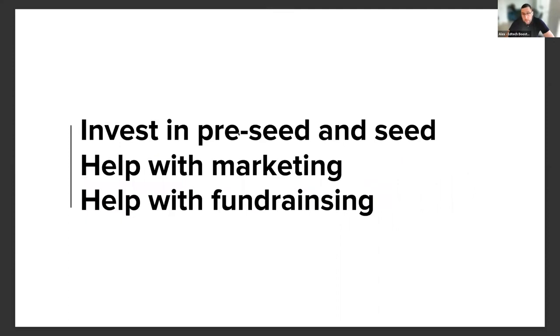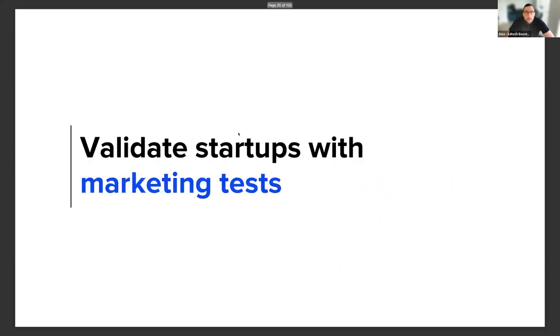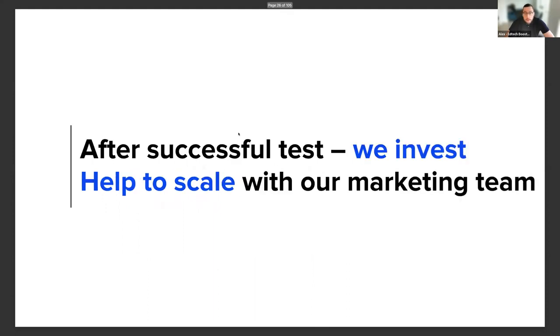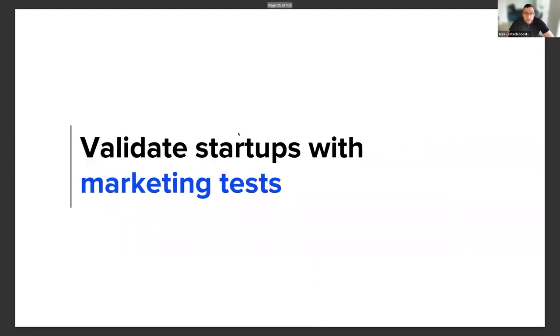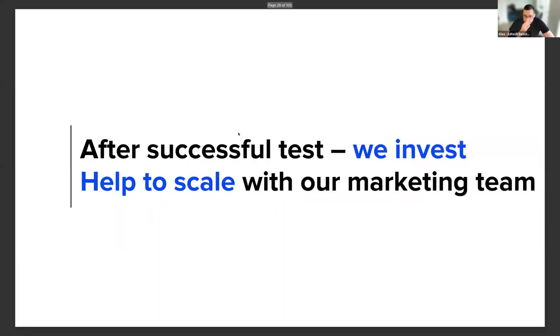We can help with marketing, and we can help with fundraising if our amount of investment is not enough. We have a unique feature. We validate startups with launch and marketing tests. What we do is run a marketing campaign to validate your product in the US market. After a successful test, we invest in a company and help to scale later on with our marketing team.